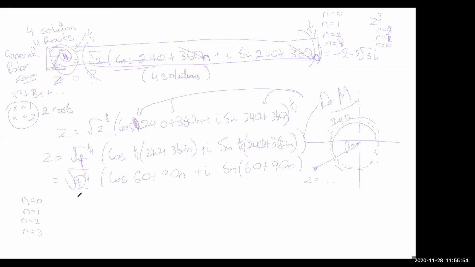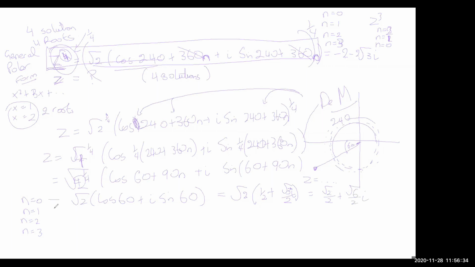So for n is equal to 0, it just ends up being root 2 times the cos of 60 plus i sine 60. And you can evaluate that: it's root 2 by, what's the cos of 60? I think it's a half, plus root 2 by root 3 over 2, which is the sine of 60, by i. So that is equal to root 2 over 2 plus root 6 over 2 i.